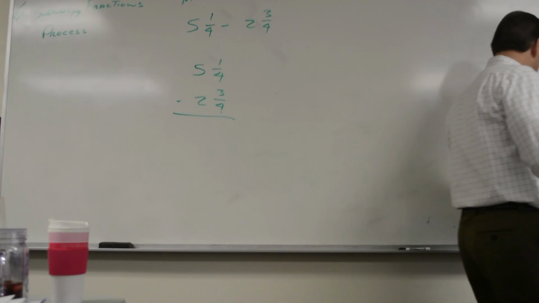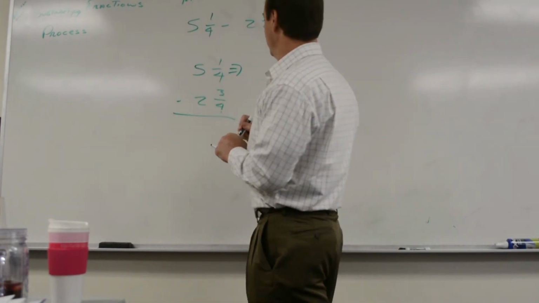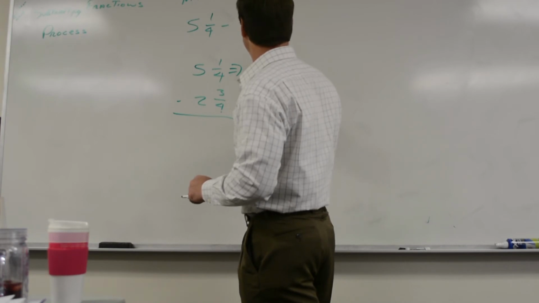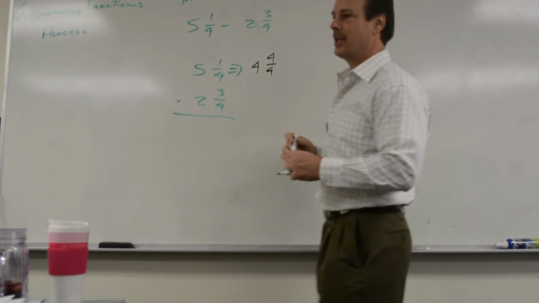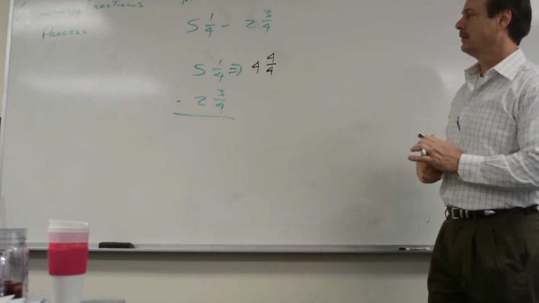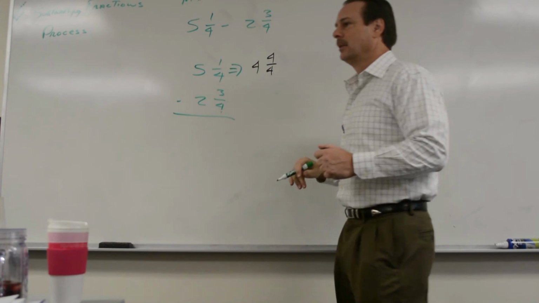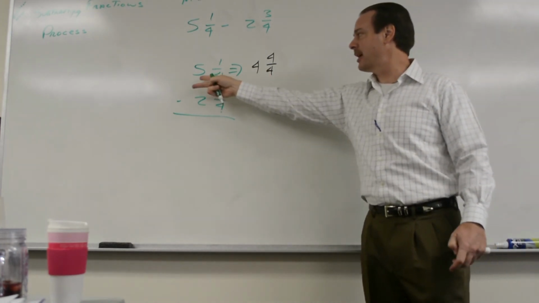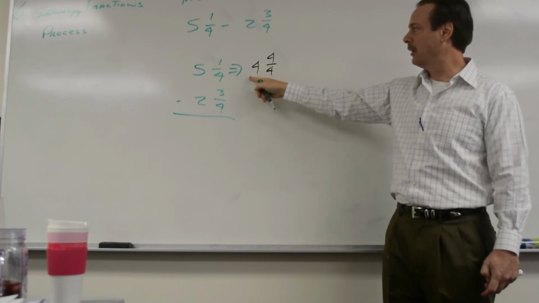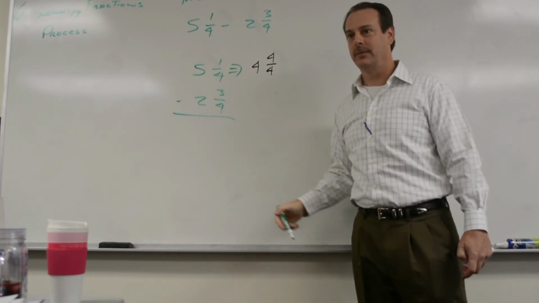We're going to change this 5 to 4 and 4/4. Isn't that the same as 5? Is this the first method? Yeah, this is another one. Method 1, sorry. It's the same as 5, but it's not 5 and 1/4. Isn't this the same as that? You got 4, and 4 over 4 is 1, so 4 and 1 is 5.